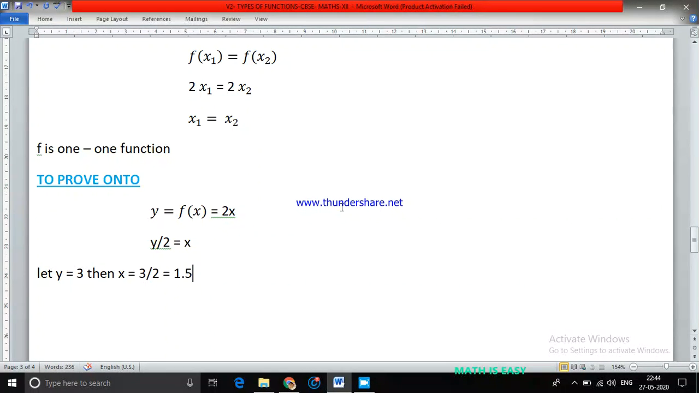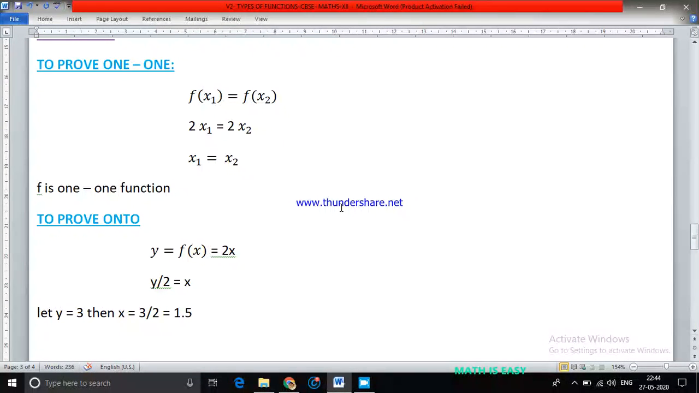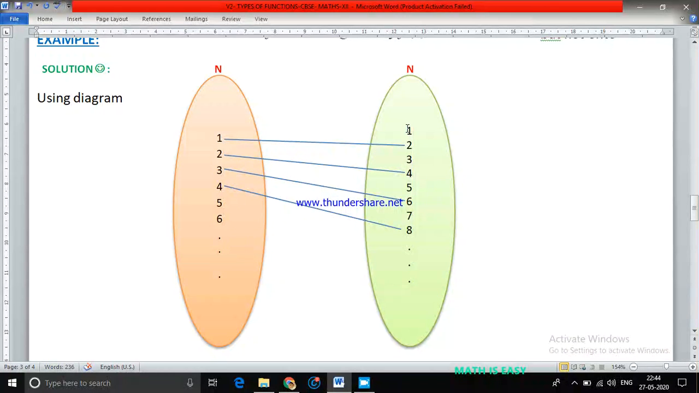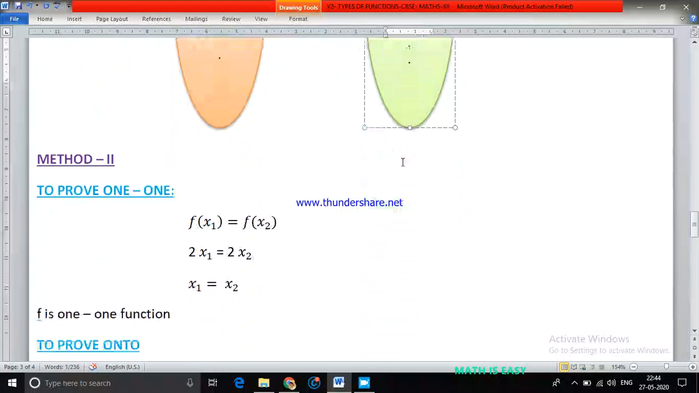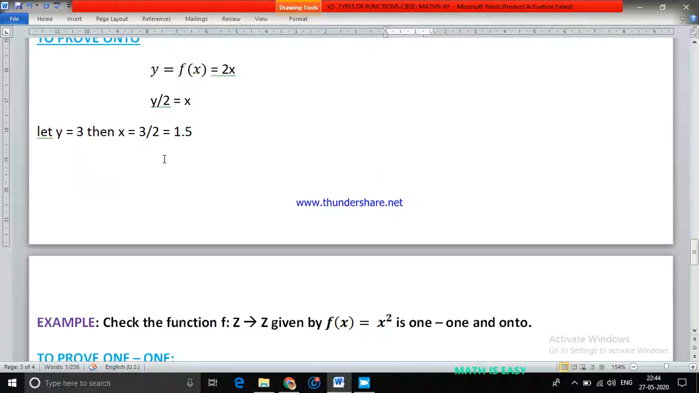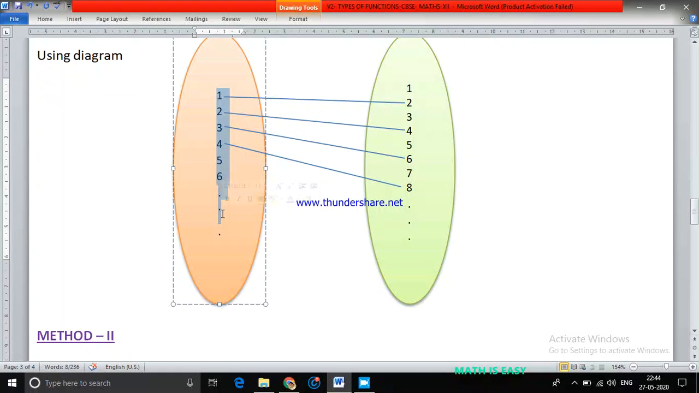If the y value is 3, can I take it? That also you have to check. Can y be 3 or not? As I said, y values all come from the second set. y value 3 is a natural number, right? So y value 3 is possible. If I take y value 3, then I got x value 1.5. So where do x values come from? x values come from here. Do you think 1.5 belongs to this set?